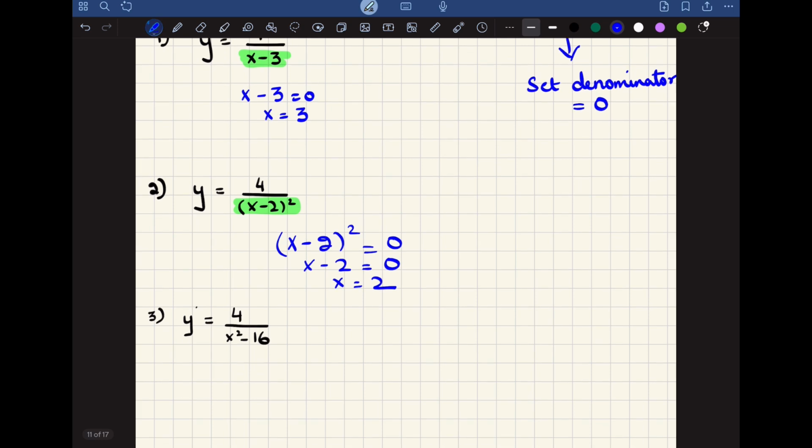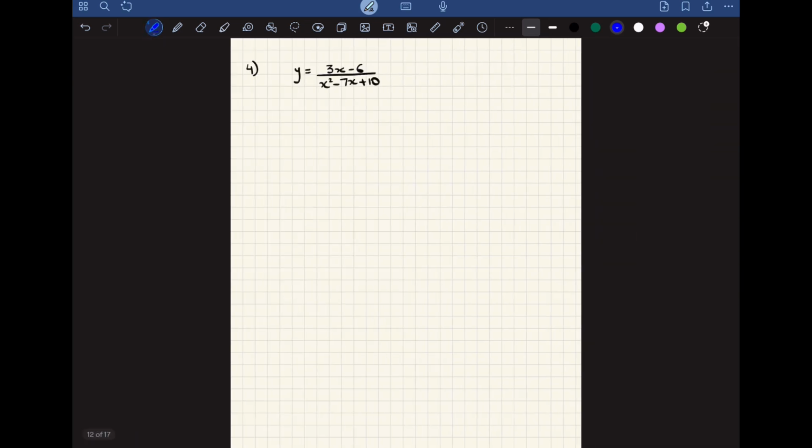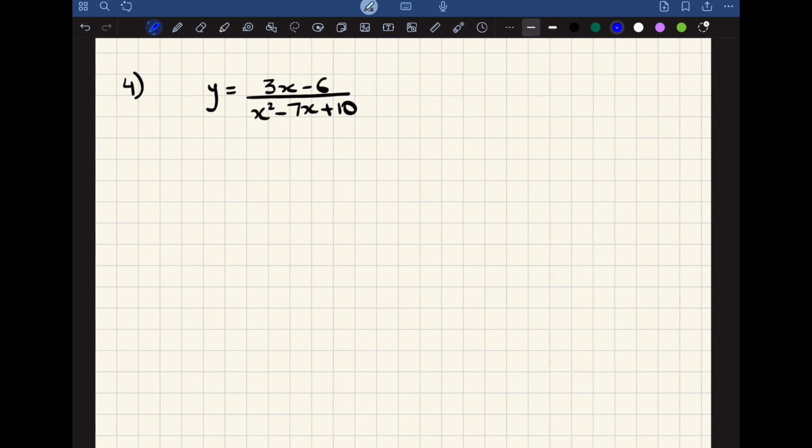Okay, the third example. What is the denominator? x squared minus 16. We're going to equate that to 0. x squared equals 16. We're going to take the square to the other side, take the square root of 16, and we obviously add a plus minus before the square root, so x equals plus minus 4. So we have equations of two vertical asymptotes here: x equals 4, and x equals negative 4. Okay? Let's tackle one more example before moving on to horizontal asymptotes.